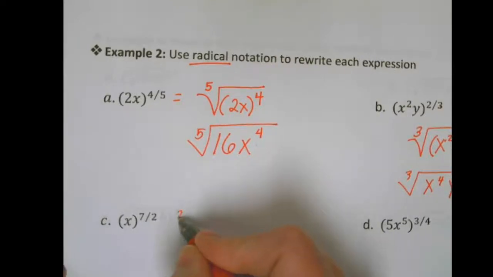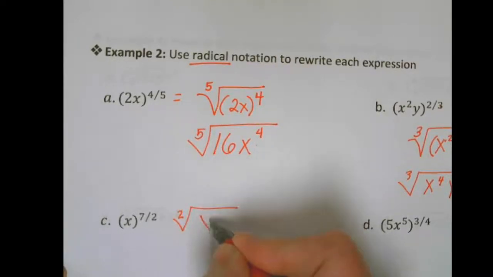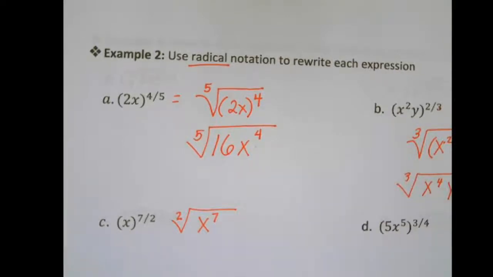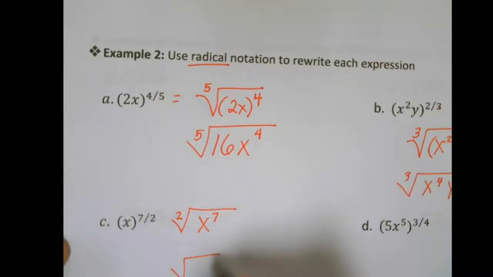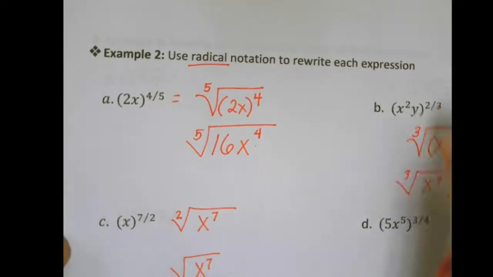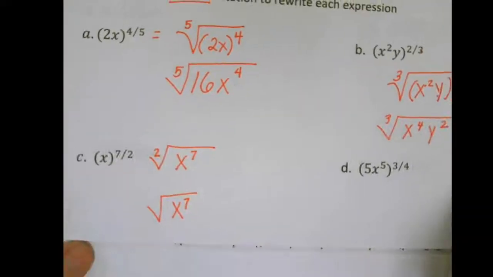This is going to be x to the 7th power, and the index is 2. If the index is 2, you don't have to write the index. You could write the answer without the index if the index is 2.